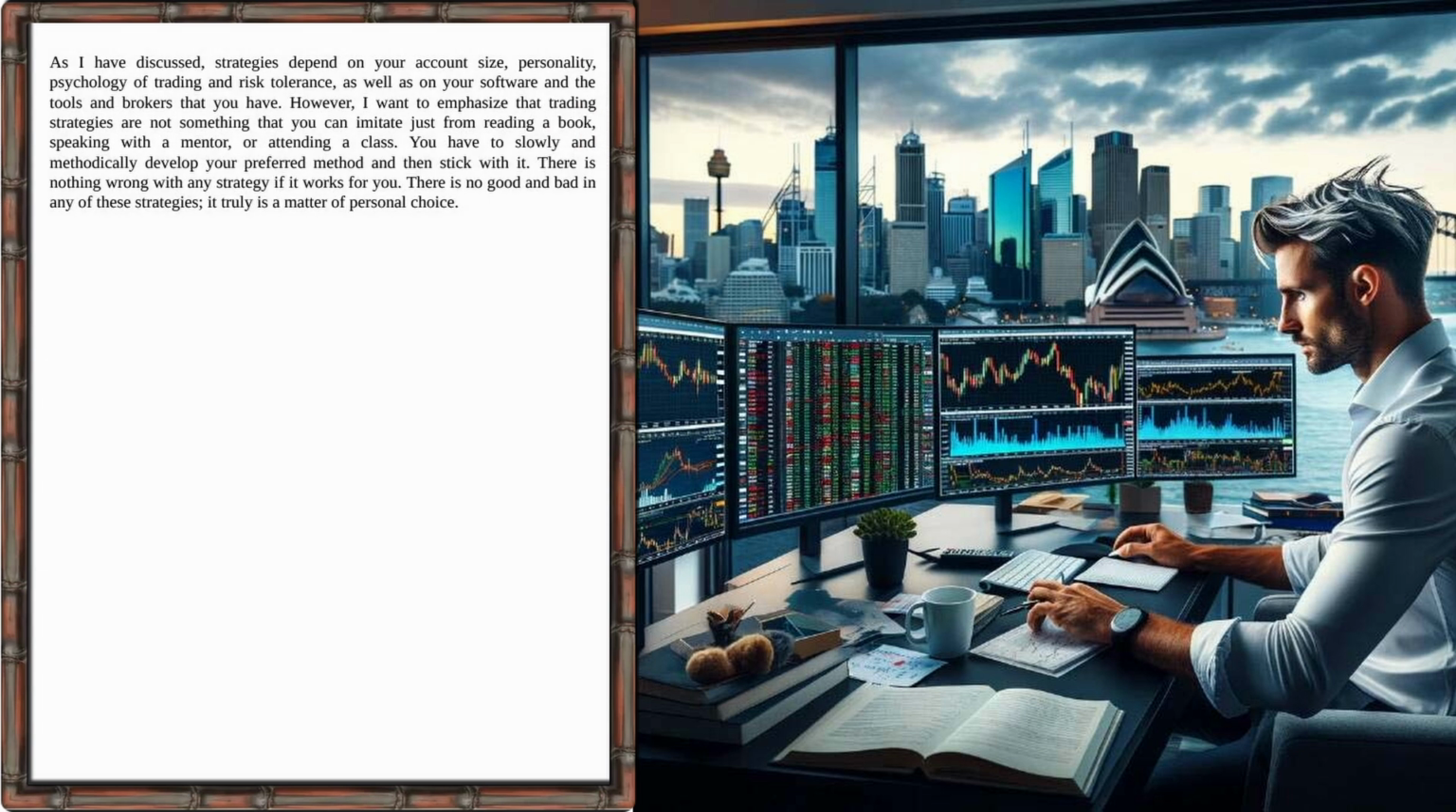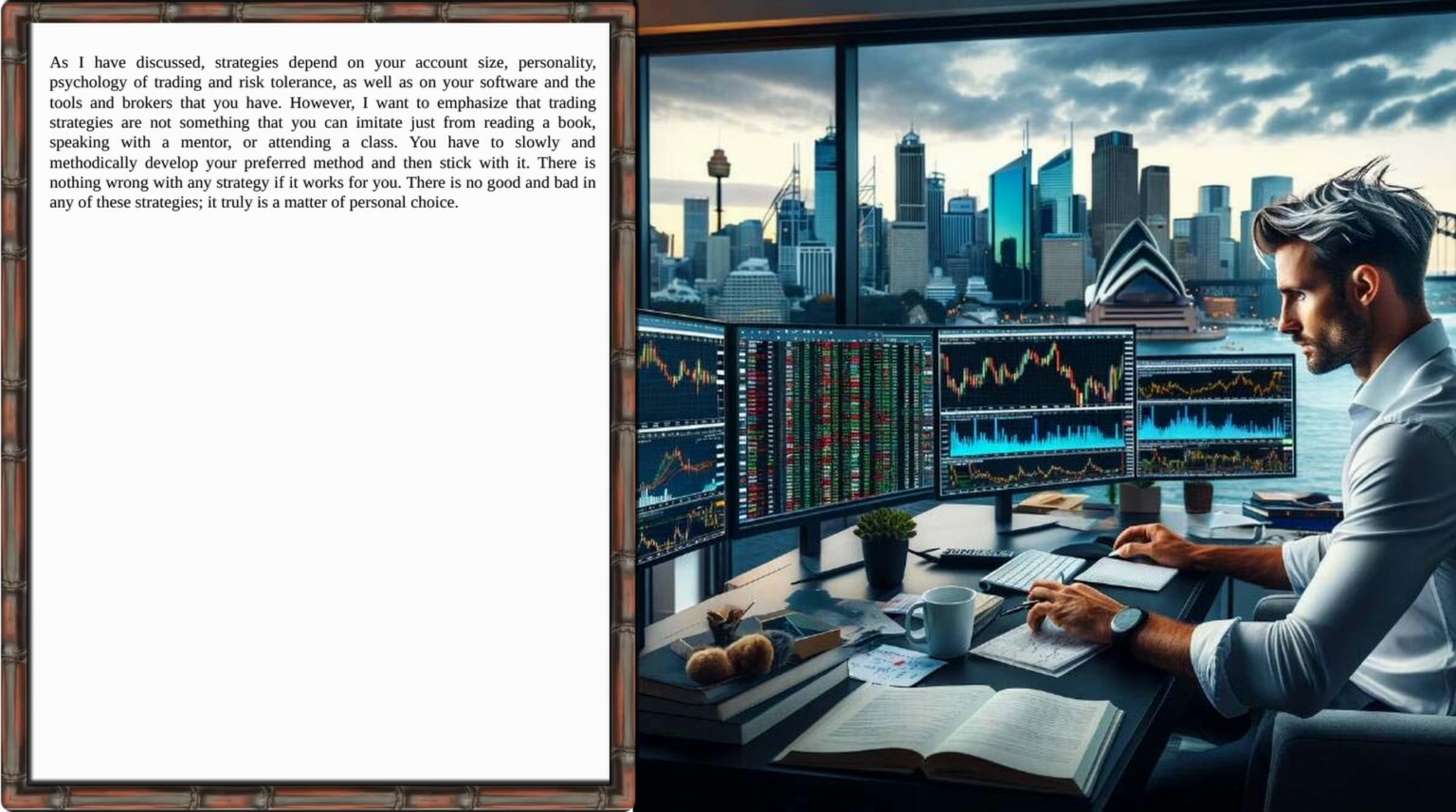As I have discussed, strategies depend on your account size, personality, psychology of trading, and risk tolerance, as well as on your software and the tools and brokers that you have. However, I want to emphasize that trading strategies are not something that you can imitate just from reading a book, speaking with a mentor, or attending a class.